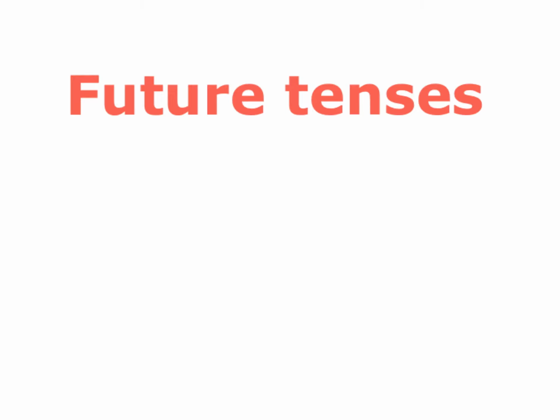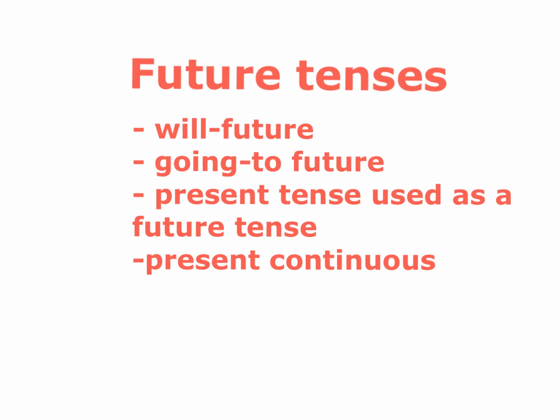Today I'm going to explain the future tenses to you. In English, there are 4 different ways to express the future. There is the will future, the going to future. Then you can use the present tense as a future tense. And the same is true for the present continuous that can also be used as a future tense. Let's start with the will future.